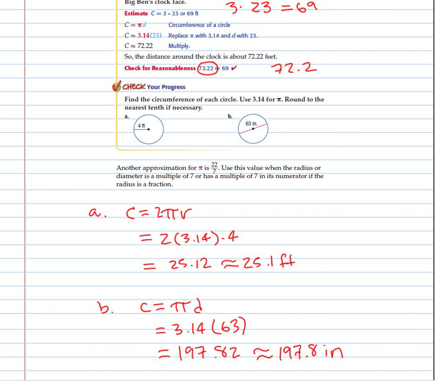Another approximation for pi is 22/7, the improper fraction. Use this value when the radius or diameter is a multiple of 7, or has a multiple of 7 in its numerator if the radius is a fraction. We'll show you a couple examples of that.